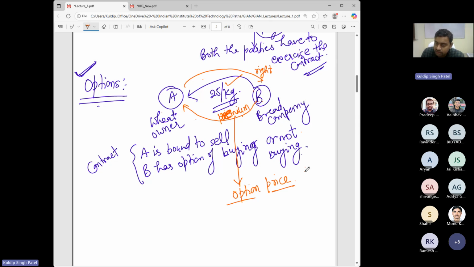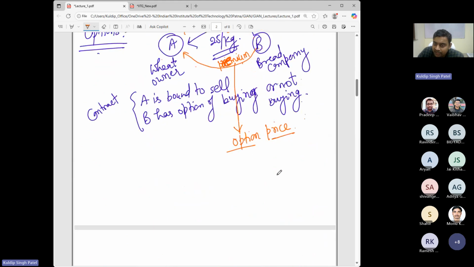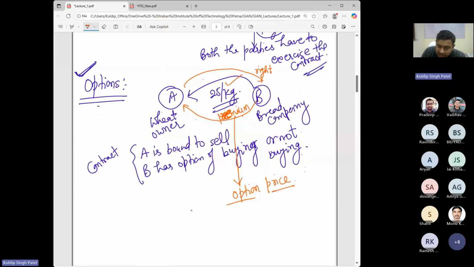Now the question is this option price. Option is also a derivative. Please see here, forward is also a derivative, option is also a derivative. So why is it a derivative? Derivative means derived from. What does that mean? Let me give you a few examples, then you will better understand.